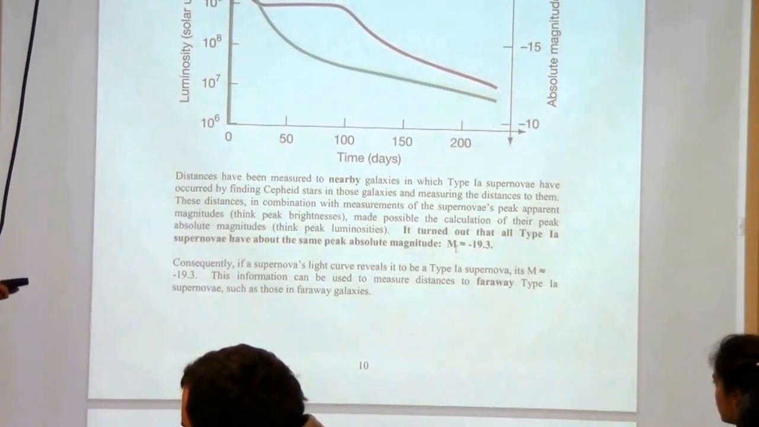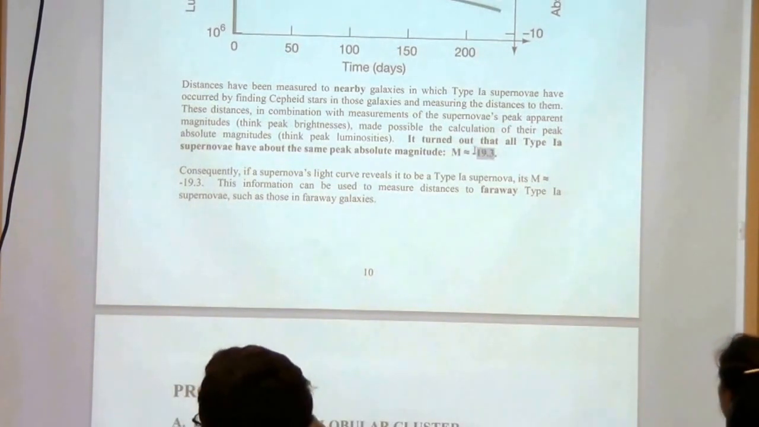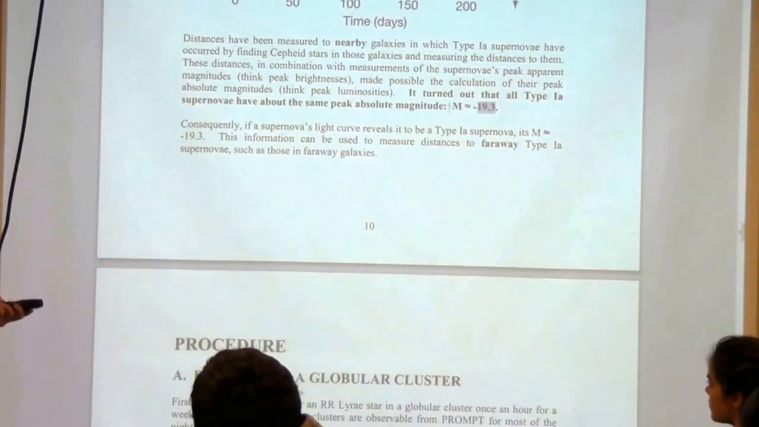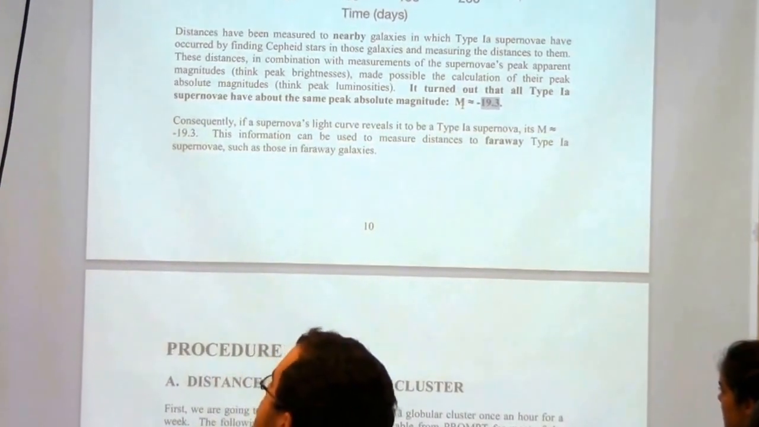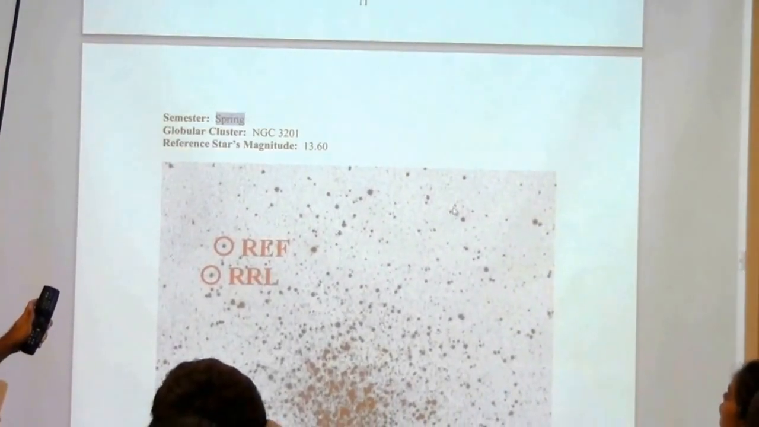In the case of type 1 supernovae, big M is approximately negative 19.3. Okay, so again, there's another big M. Okay, so the big M's come from within the lab, and the little M's come from what you measure. Okay, so we're going to do the one for spring.